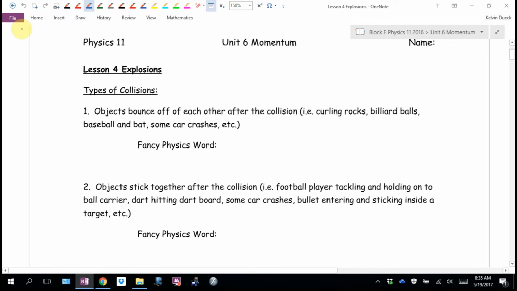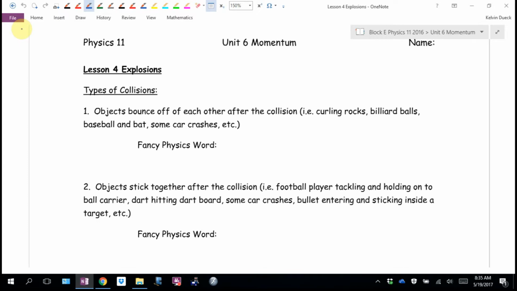The first type is where the objects bounce off of each other after the collision. Curling rocks don't stick together. Billiard balls, when you're playing pool, they don't stick together. A baseball and a bat, the baseball doesn't stick to the bat unless something's gone horribly wrong. Some car crashes, the wreckage sticks together. There are some car crashes where the wreckage bounces apart. There's a fancy physics word for that.